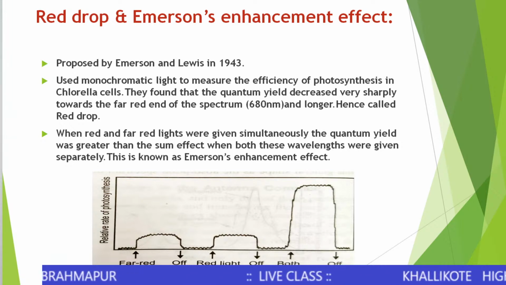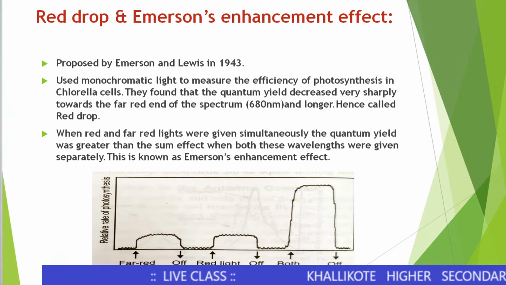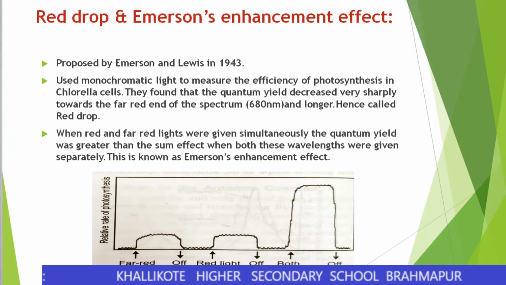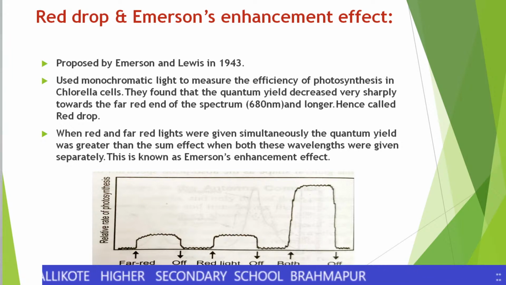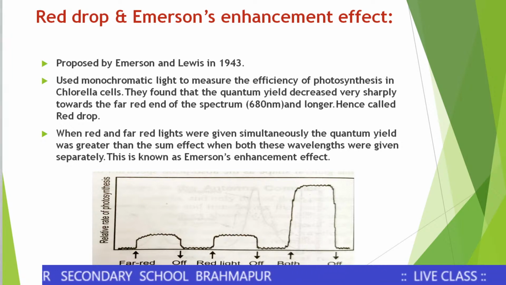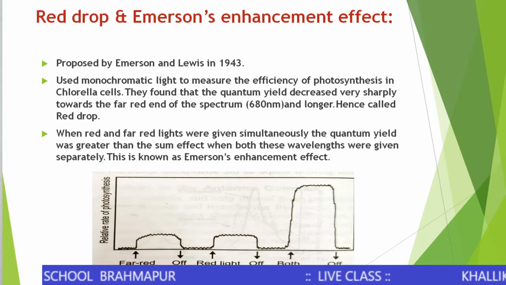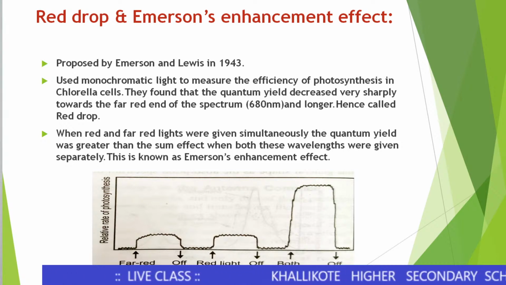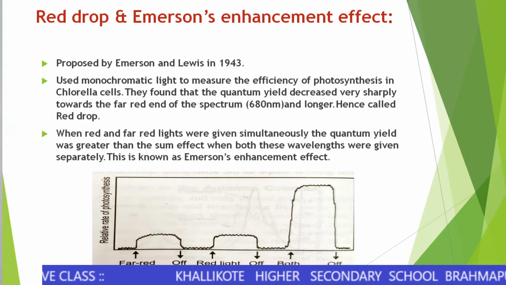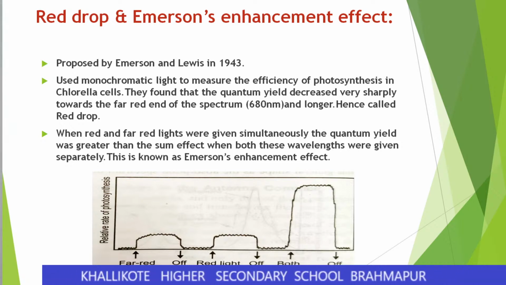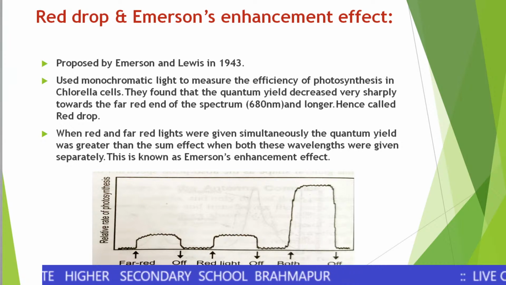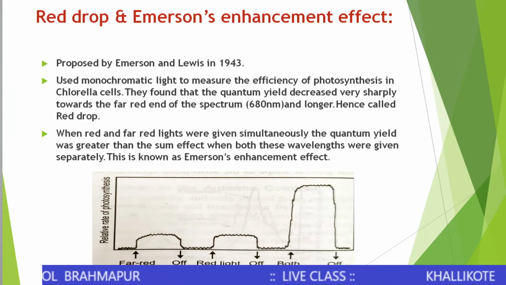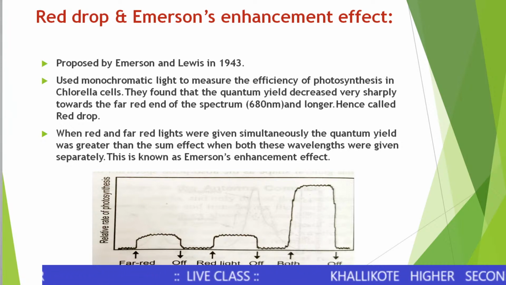So Chlorella cells were exposed to red light as well as far red light. That means the wavelengths of light less than 680 nanometers in the red region and greater than 680 nanometers in the far red region, both of them, were given simultaneously to the Chlorella cells. They found that the quantum yield or the rate of photosynthesis was much greater, 2 to 3 times greater than the sum effect when both these wavelengths were given separately.